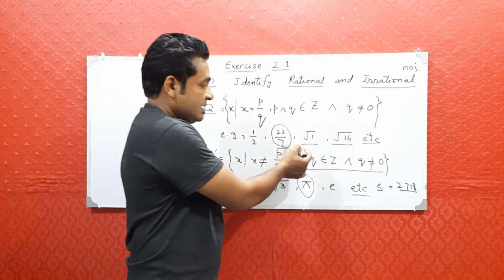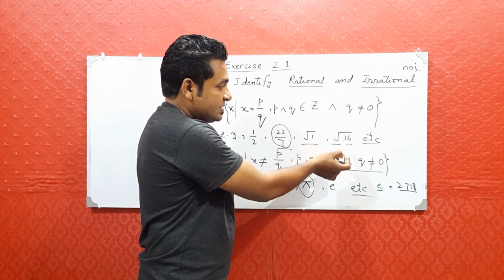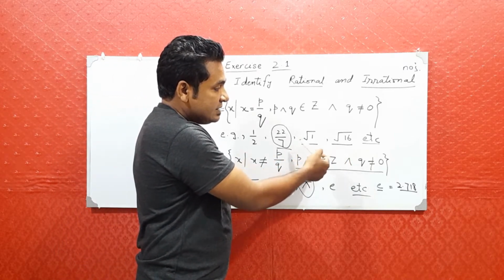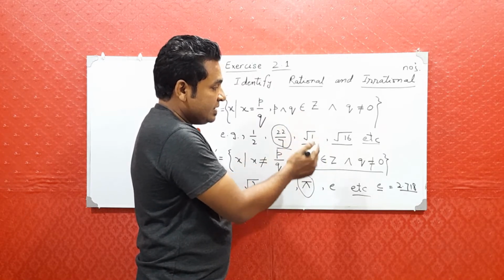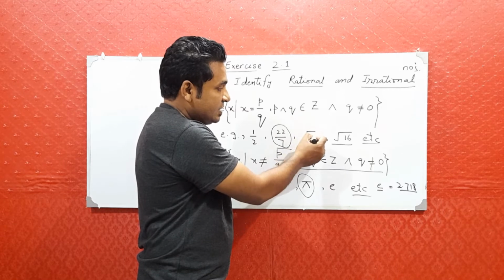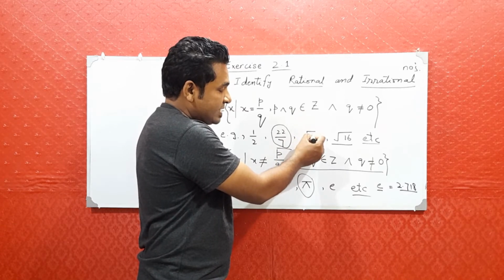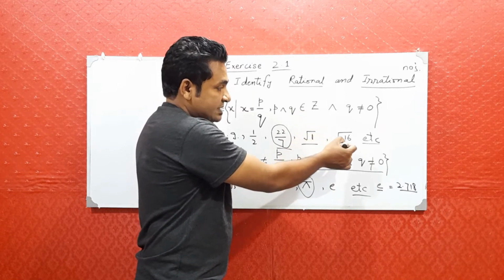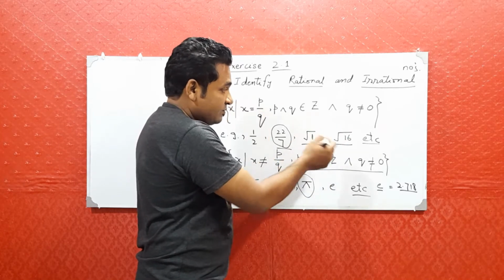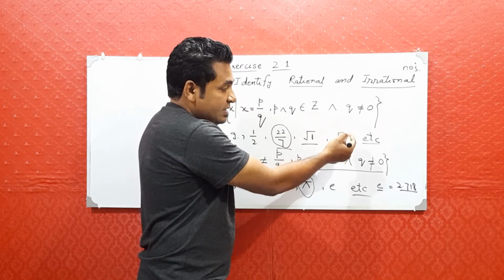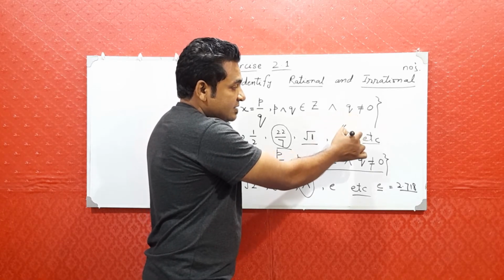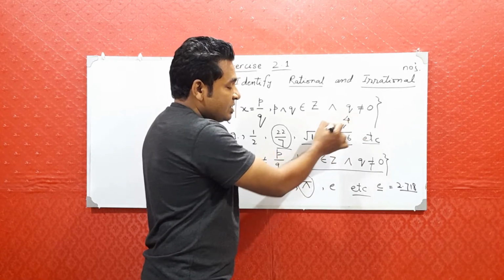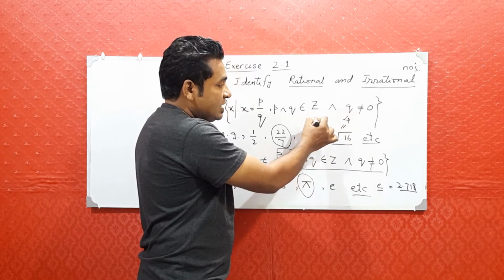Why are square root 1 and square root 16 called rational numbers? Remember that if there is a square root sign on a perfect square, you know 1 is a perfect square of 1 and 16 is a perfect square of 4. So when the square root is on any perfect square that has an exact answer, like the square root of 16 is equal to 4, square root 1 is equal to 1.